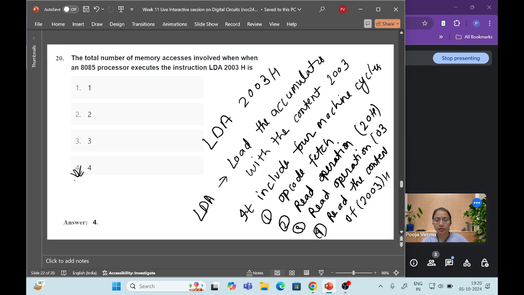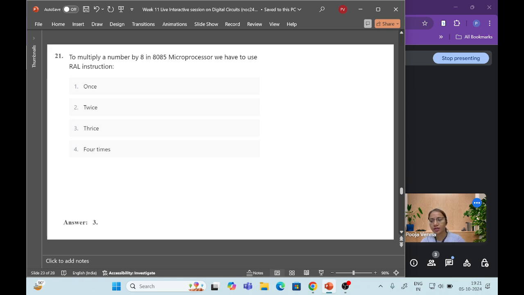Okay, so these are the instruction based questions. You can read about all these instructions, what their operation is and what they will do. Then you will be able to understand. Okay, moving to the next question.